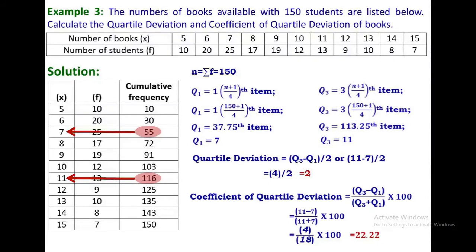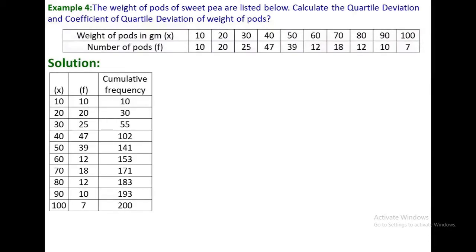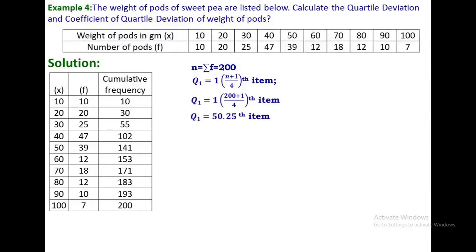Let's take one more example where the weight of pods in grams of sweet peas are listed below. We have to calculate the quartile deviation and coefficient of quartile deviation of the weight of pods. Like the previous example, we can make a cumulative frequency table, and the sample size for this data is 200. Therefore, quartile 1 will be equivalent to the (1 × (200 + 1)/4)th item, or it will be 50.25th item, which will lie in cumulative frequency 55, and the corresponding value will be 30, or we can say quartile 1 will be 30 for this data.